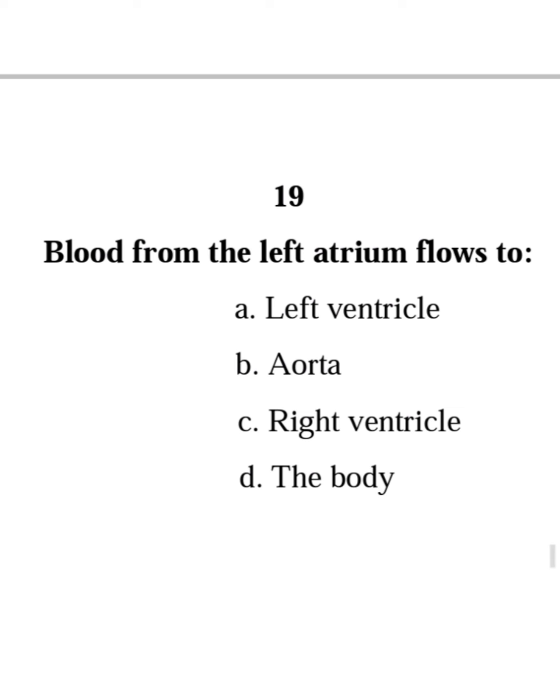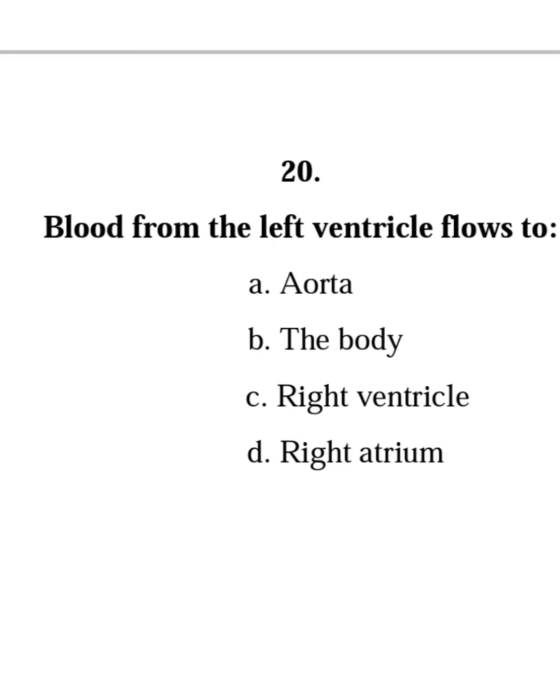Number 19. Blood from the left atrium flows to left ventricle, aorta, right ventricle, the body. The correct answer is A. So blood from the left atrium flows to the left ventricle through the bicuspid valve.